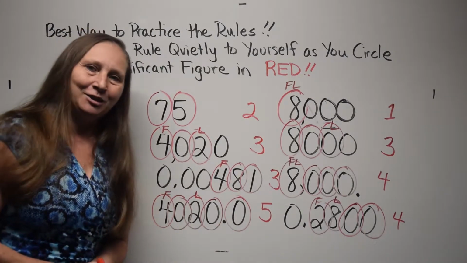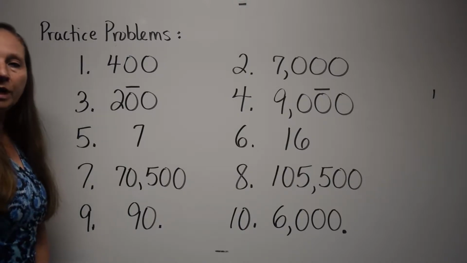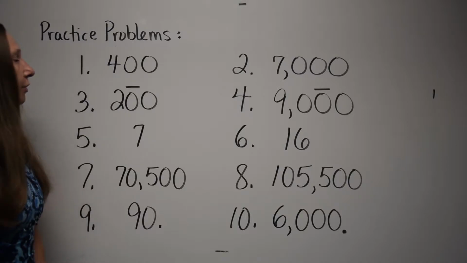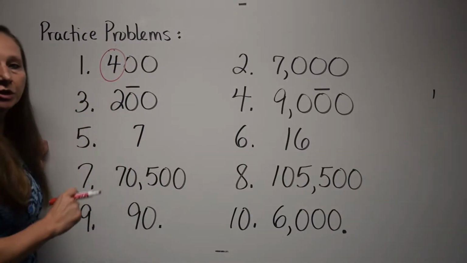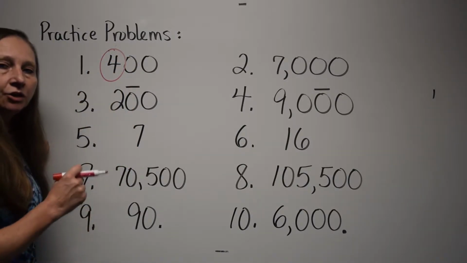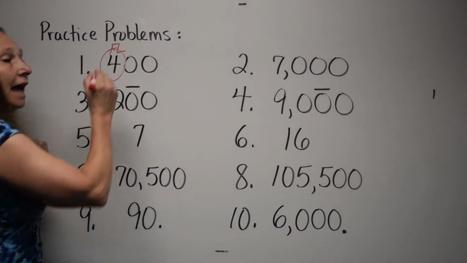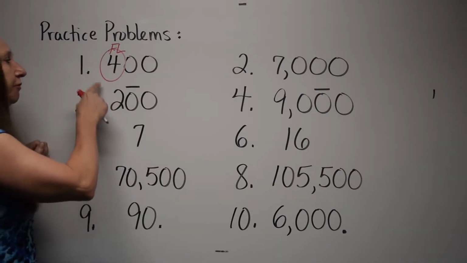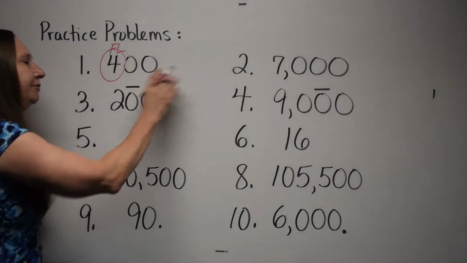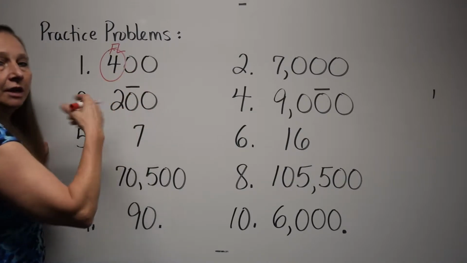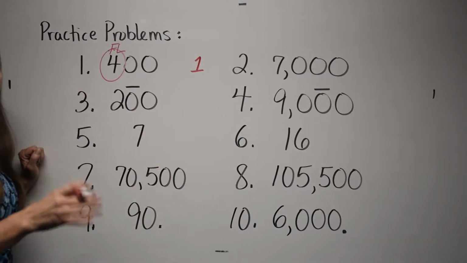Let's do some more practice problems. Again, say each rule to yourself as you decide whether or not to circle each number. So here we go. Non-zeros and dashed zeros are significant. So that number is significant. Zeros between non-zeros, there are none. Zeros before, well, this is the first and the last non-zero. Zeros before the first non-zero, there are none. Here we go. Zeros after the last non-zero are significant if there's a decimal. There's no decimal. These 2 are not significant. This number has 1 significant figure.